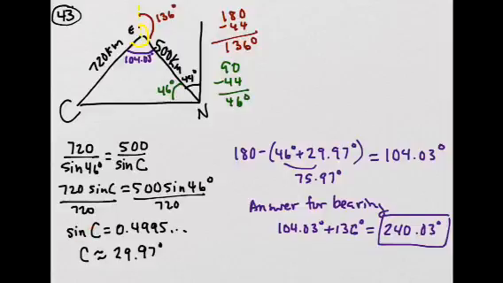I got sine C equals this ratio right here, but you need the angle, so I did inverse sine and I got this. So with that 29.97 in here, I was able to get this angle by adding the 29.97 to the 46, and then knowing that the three angles together add up to 180, I got this for this angle up here. And so the bearing is this whole angle from north all the way to here. So you add the two together right here, and you get a bearing of 240.03 degrees.